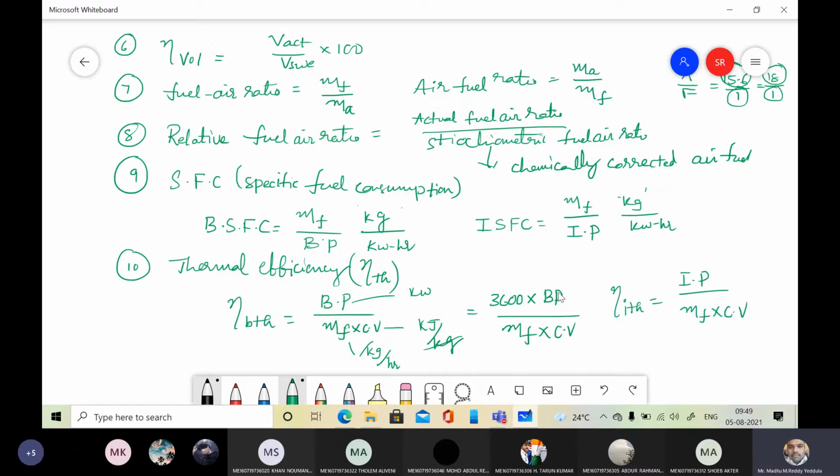Any doubts in this thermal efficiency, please ask me. The conversion is very important. Students, am I audible? Yes, sir. Right.